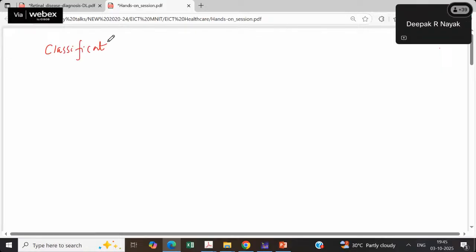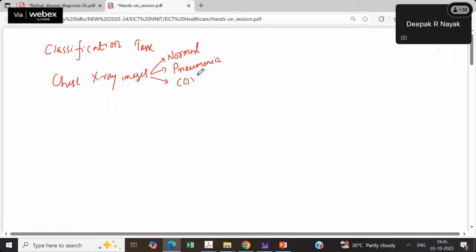Let's say a classification task which I'm considering, and there are chest x-ray images. I want to classify the chest x-ray images into three categories: normal, which means healthy, or pneumonia, or COVID-19. So given an image, my model should classify the image into one of these categories. This is what I want.